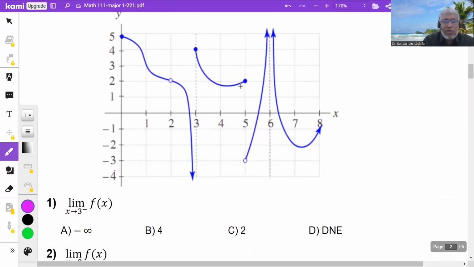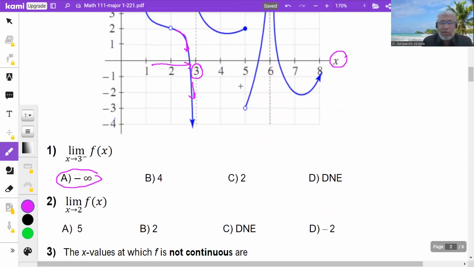First, find the limit of the function when x approaches 3 from the left. Well, this is the x-axis, the values of x are here, and we need x to approach 3. This is x equals 3, and we need to approach 3 from the left. So we go from the left until we approach this number 3, and we look at the curve. What happens to the curve? The curve is going to negative infinity, so that's the limit of f of x when x approaches 3 from the left.